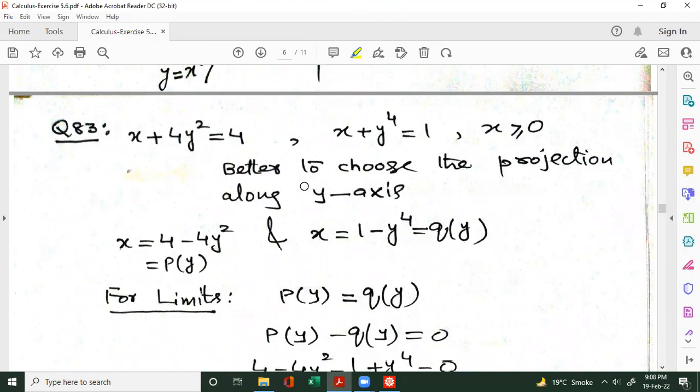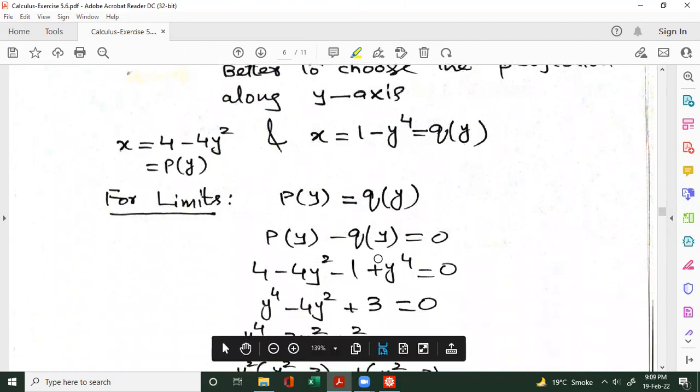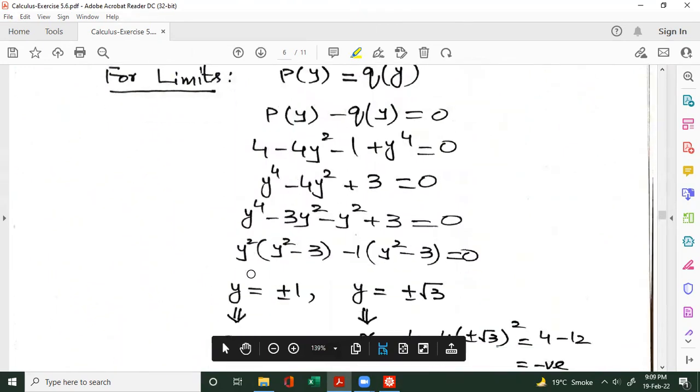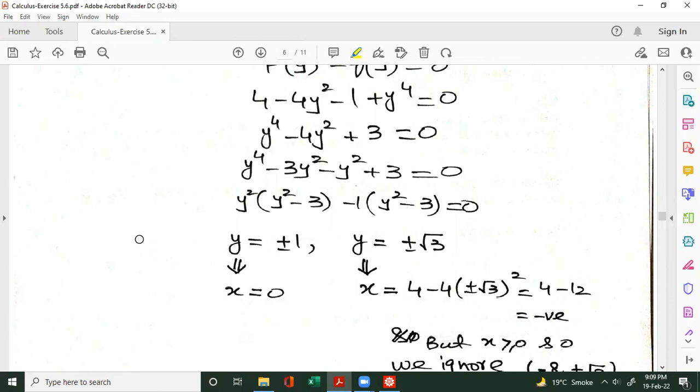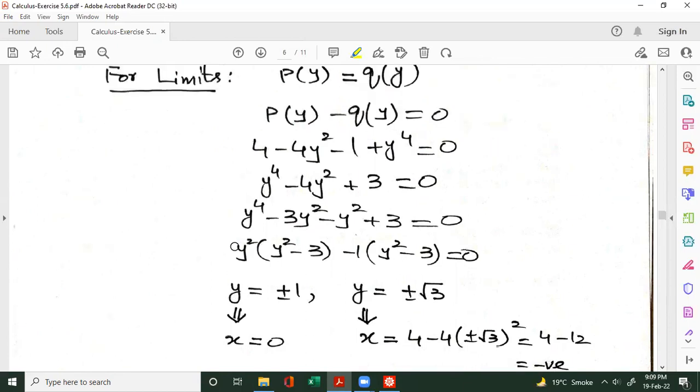Here I am choosing the projection along the x-axis. For that, I am expressing x in terms of y. From the second equation, also express x in terms of y. Name the first equation p of y and name the second equation q of y. For limits, equate them. At the end, there are 4 roots: y equal to ±1, y equal to ±3. To get the points of intersection where these two curves intersect, I put y equal to ±1 in the first equation.